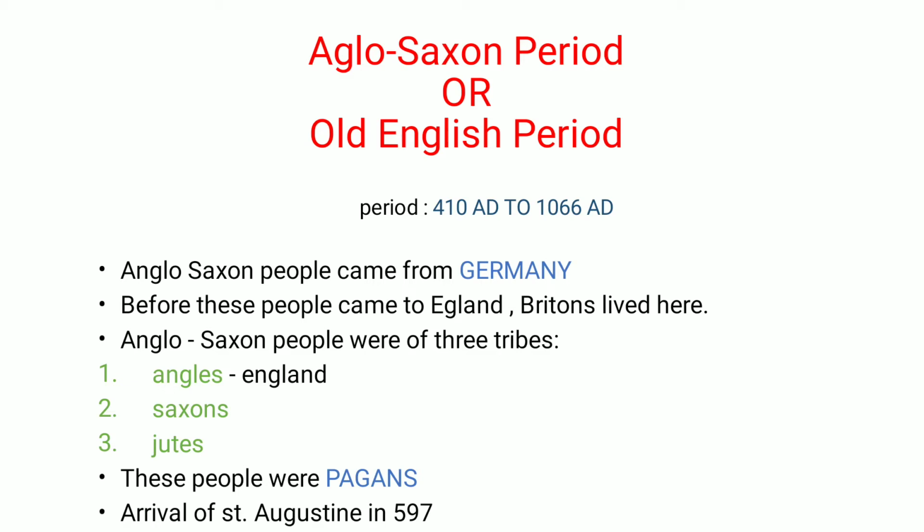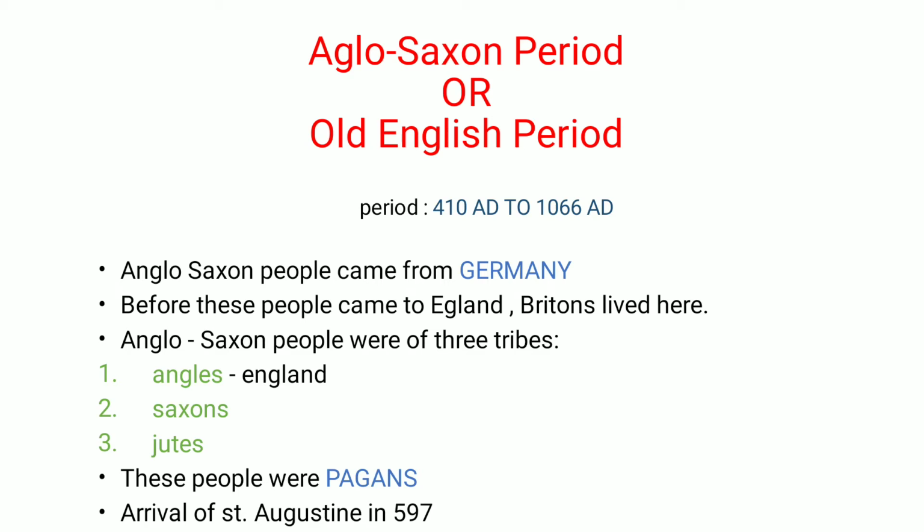England was named after the tribe Angles, and this was because Angles were a very large group of people as compared to Saxons and Jutes. So, this is one thing which is very important you should remember, that England was named after a tribe Angles, which was a tribe of Anglo-Saxon people and who came from Germany.